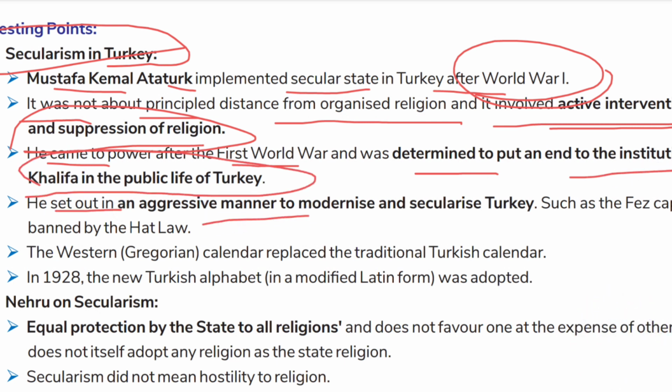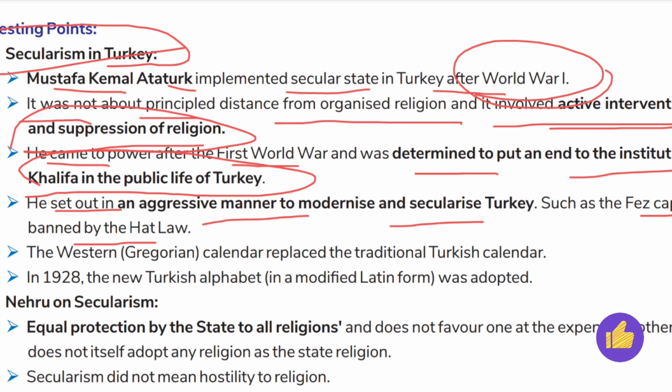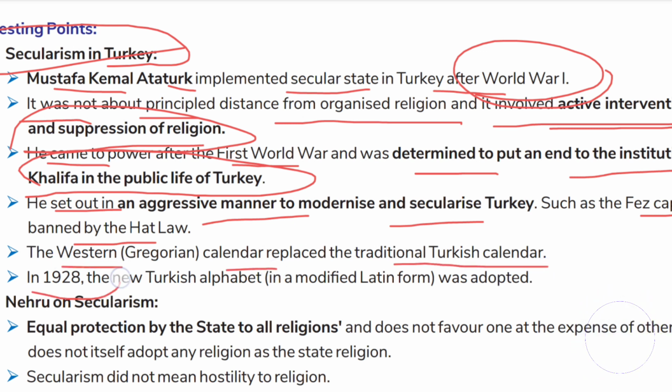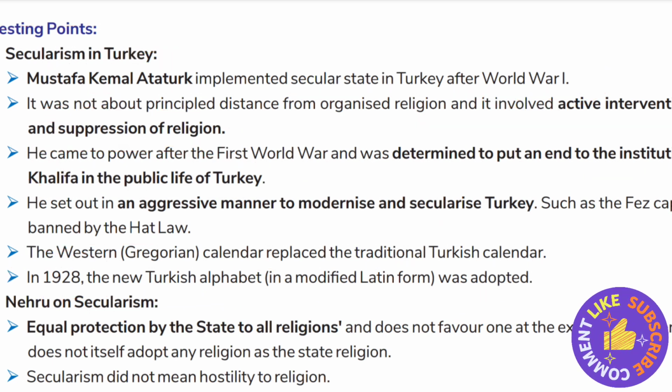He set out in an aggressive manner to modernize and secularize Turkey. For example, the Fez cap was banned by the Hat law. The Western or Gregorian calendar replaced the traditional Turkish calendar. In 1928, the new Turkish alphabet in a modified Latin form was adopted.